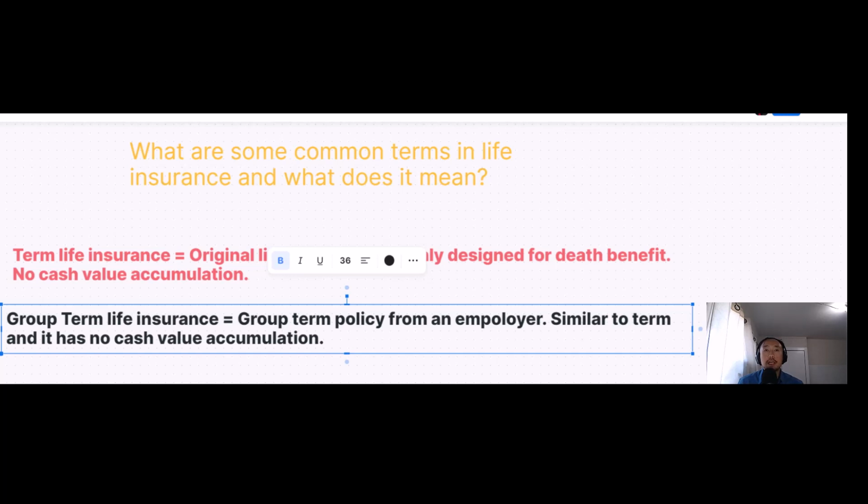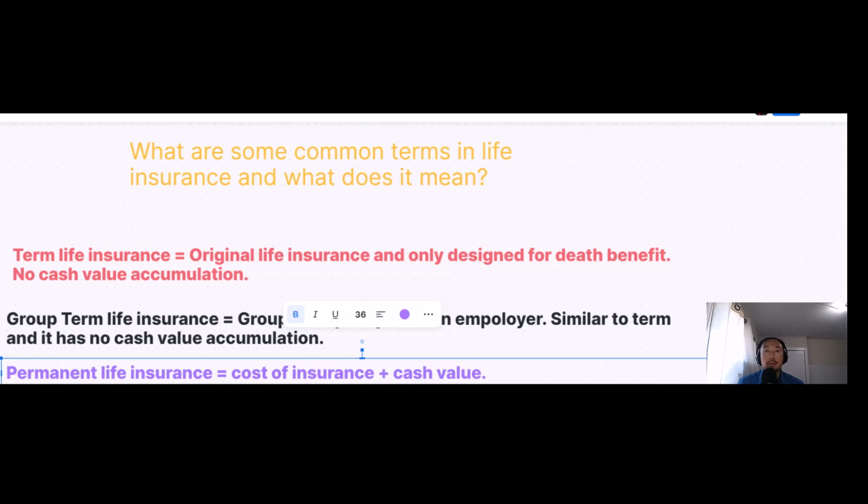Now that you know what it means to have a term life insurance, let's define some of the permanent life insurances. And just remember that permanent life insurance is just cost of insurance plus cash value. So you just want to think of permanent life insurance as two engines. One engine that eats your money, or what we call the cost of insurance, and the second engine which grows your money, which we call cash value.